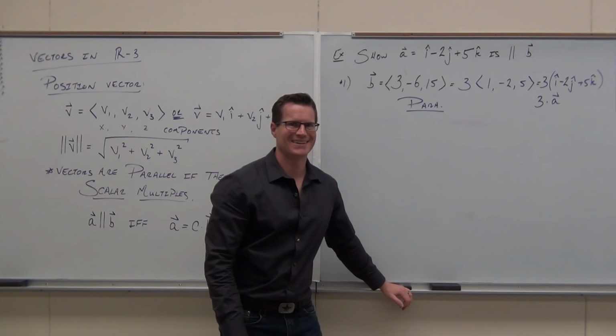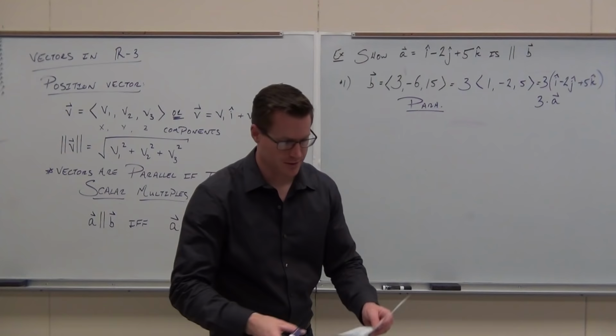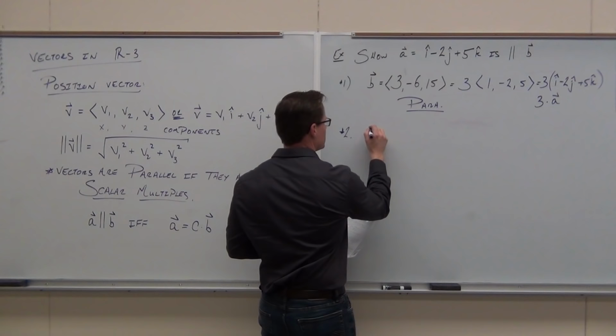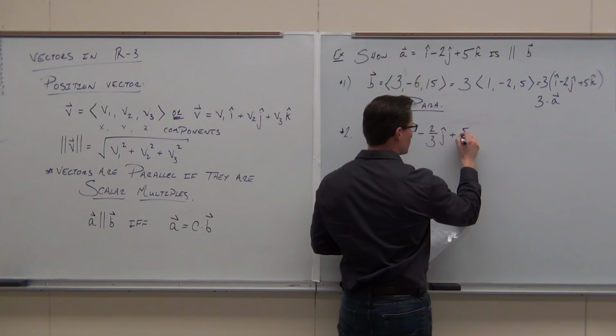With me? Yes, no, maybe? Easy, medium, hard? Kind of easy to do, right? You just got to remember that this is what it is. And that's one of the hard parts, is remembering all this stuff, how to do it. Tell you what, why don't you try this one on your own? Here's number 2. Let's let B be this vector. I think this one's easier, actually. You can almost see it.